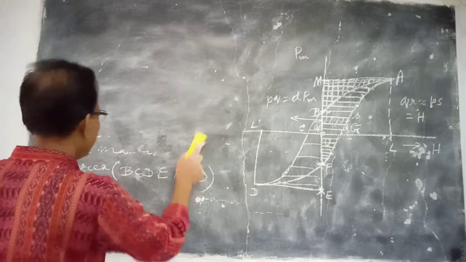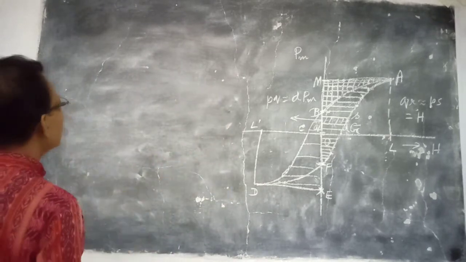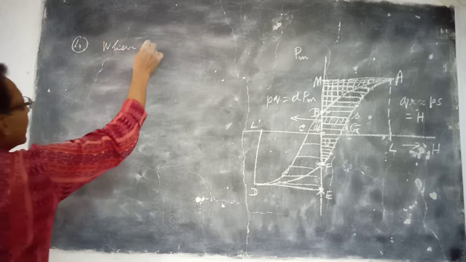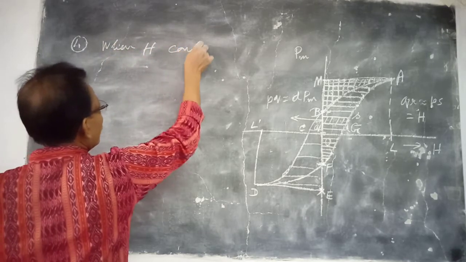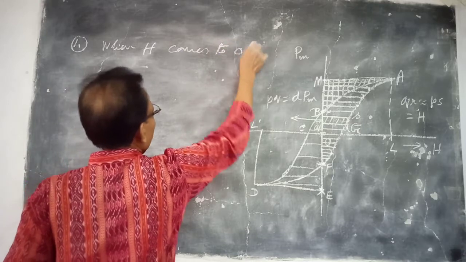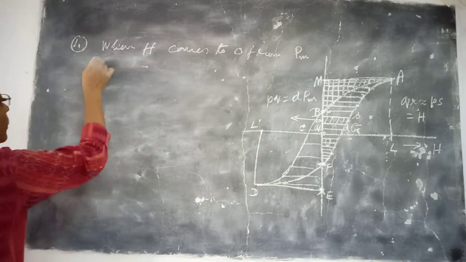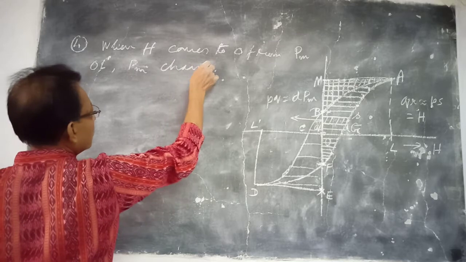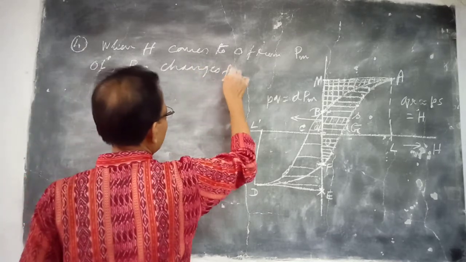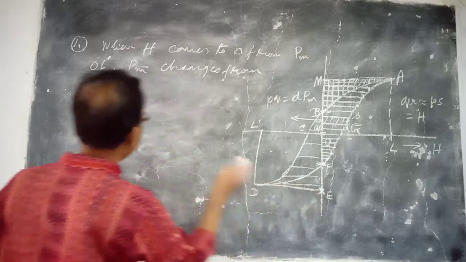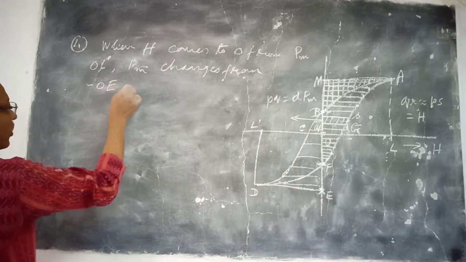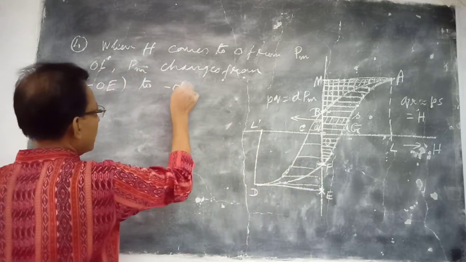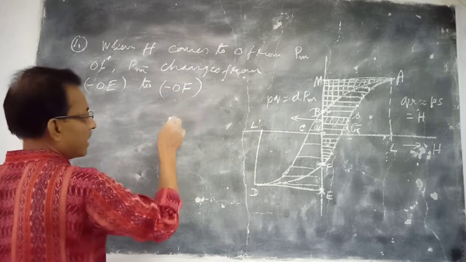To make a complete cycle, the fourth stage, when H comes to O from OL prime, PM changes from minus OE prime, minus OE to minus OF, the initial position from where we have started.